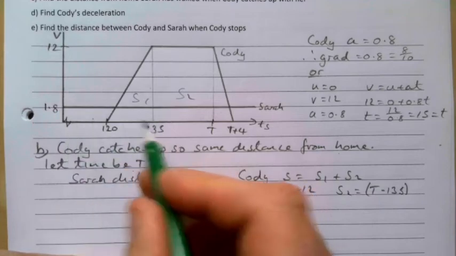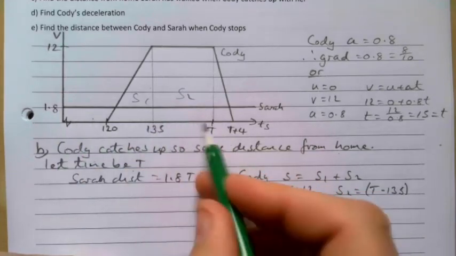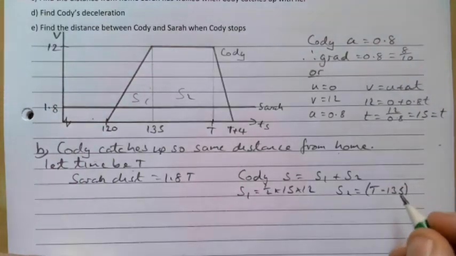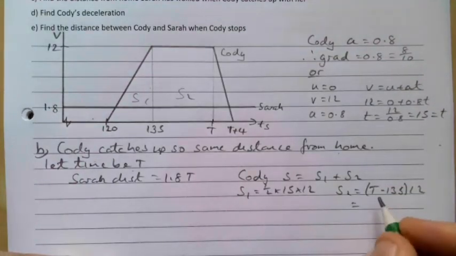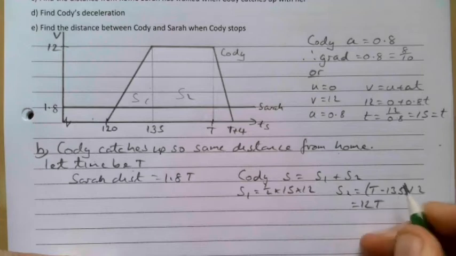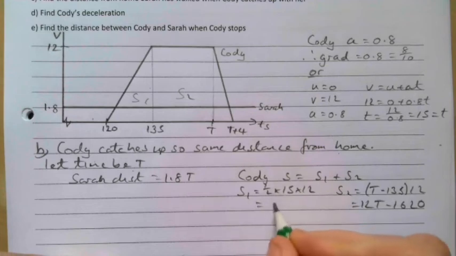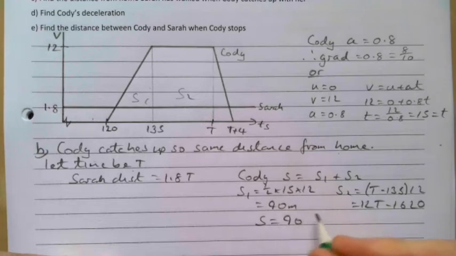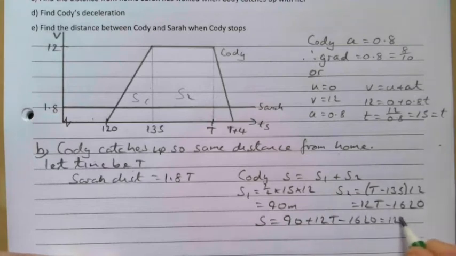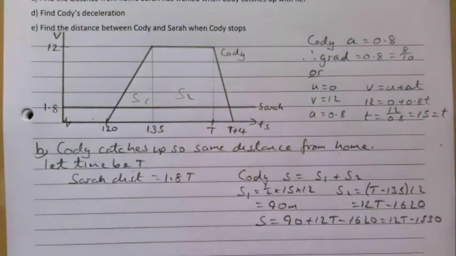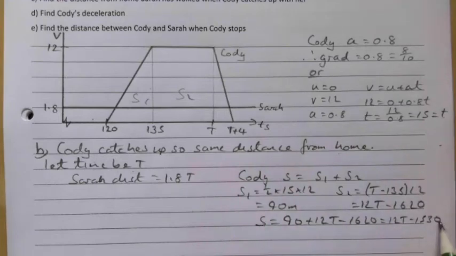That's 135, that's t plus then 135, so that distance here is t minus 135 multiplied then by 12. So that equals 12t minus 1620. And this here is obviously 90 meters, so his distance is 90 plus 12t minus 1620, which is 12t minus 1530. Cody's distance is 12t minus 1530.